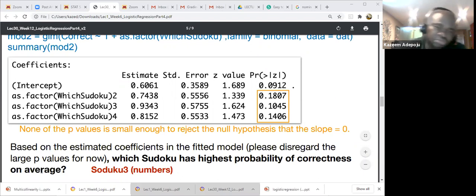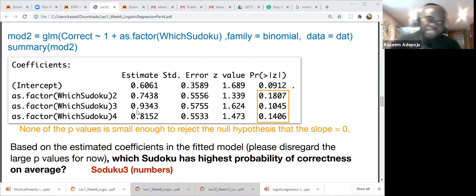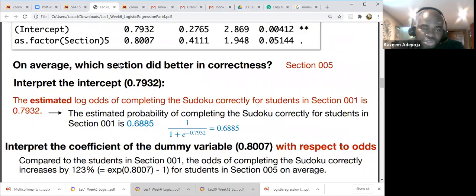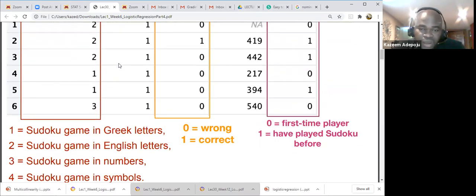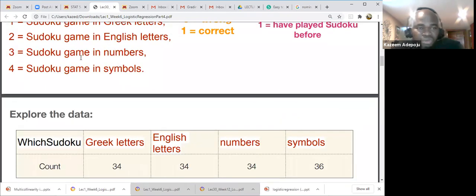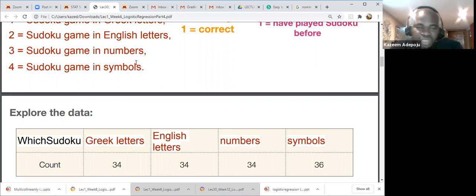Now let me tell you something. If you take a look at what I have here, the range of the categorical predictor should be from 0 to 1. Of course, if you take a look at what I have there, Sudoku 3 has a 0.9343. And if I take you back, what is Sudoku 3? I'm going to show you Sudoku 3. Yeah, Sudoku 3 is the Sudoku game in numbers. So that is Sudoku 3.